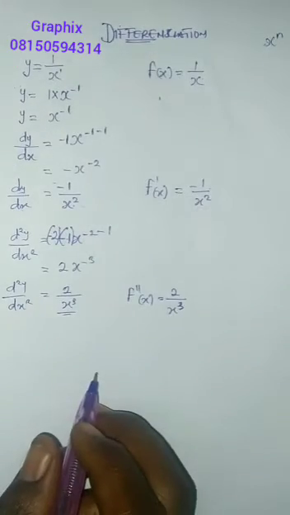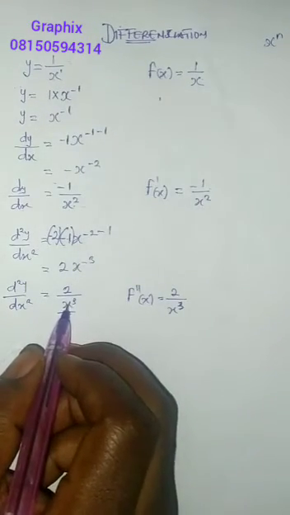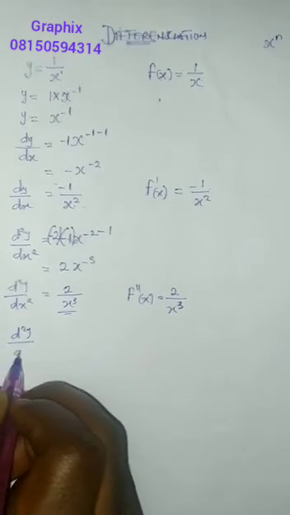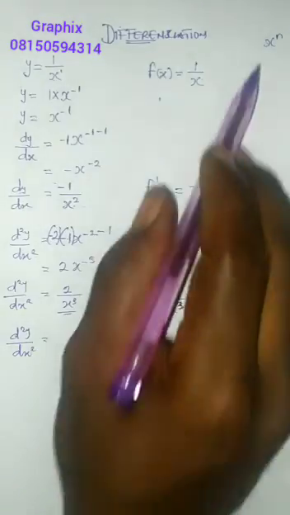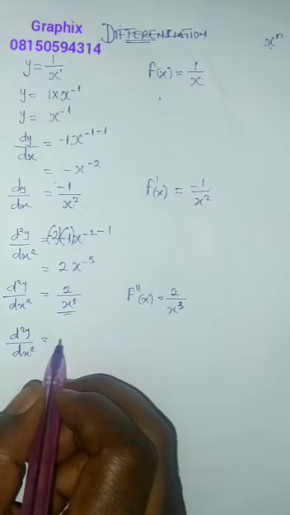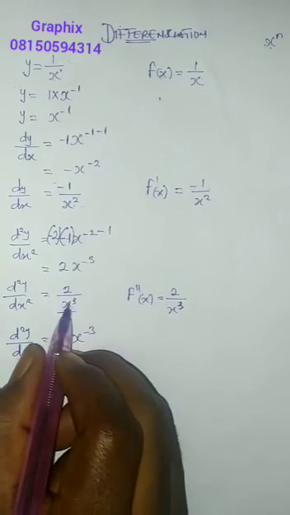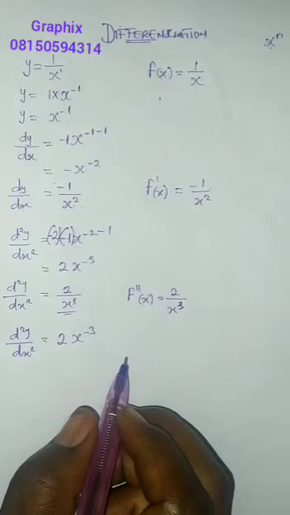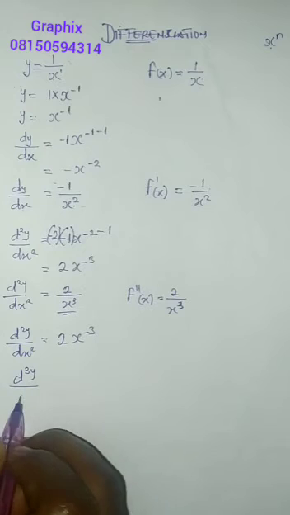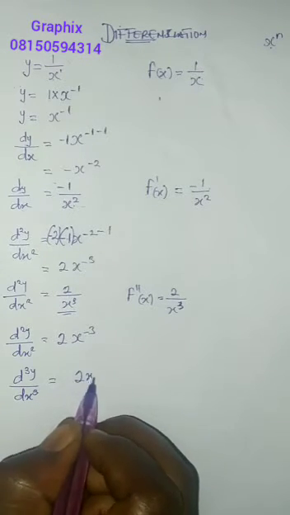Now if I'm told to do it again, I must not use it this way. Another way of writing this, that means my d squared y over dx squared, I must put it in this form, a x raised to power n. So it will be 2x minus 3, because when it's coming up, it will become minus. Is that okay now? So if I now do it again, d cubed y over dx cubed, we have 2x minus 3.